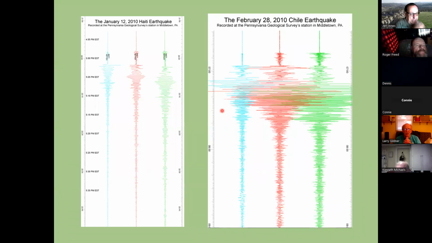So here's two seismograms that were actually recorded in Middletown, Pennsylvania at the Pennsylvania Geologic Survey. This is the January 12th, 2010 Haiti earthquake. You see the arrival of the different waves here. And the one on the right is the February 28th, 2010 Chile earthquake. Of course, that was a much larger earthquake. And you can see that when you see a gram like this, that far away, it was a major earthquake. And actually, the P and S wave distortion kind of got obliterated basically right here.